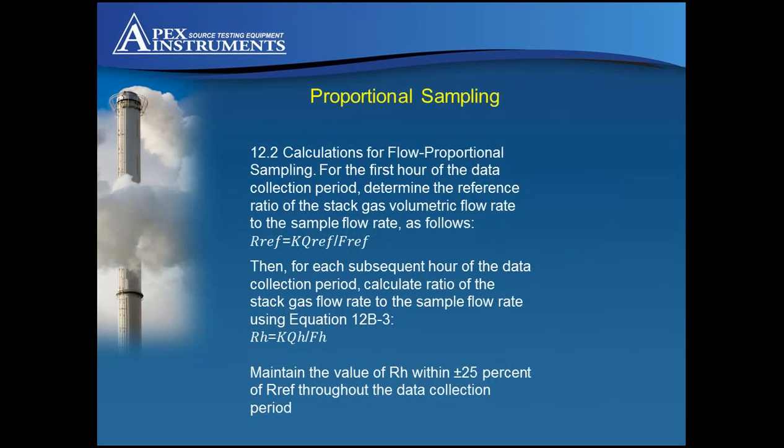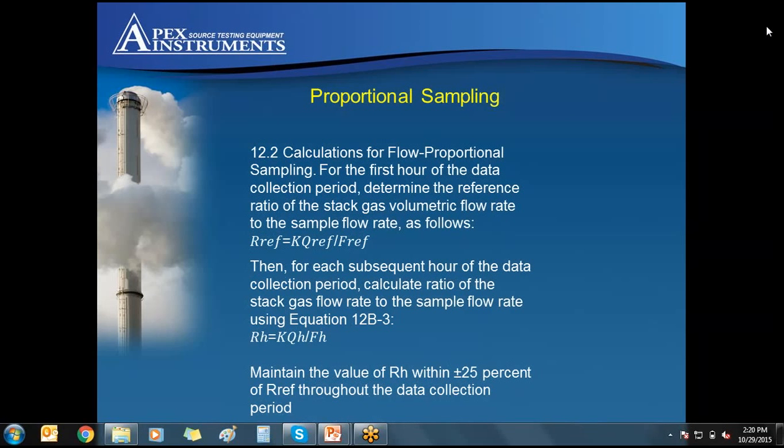Okay, all right, proportional sampling. Per the spec, proportional sampling has to be done on an hourly basis and then verified against your starting hour. So during the first hour of your sample period, you divide your stack flow by your sample flow and then apply a factor to it to give you essentially a value between 1 and 100. Then for each subsequent hour, you perform the same calculations, deriving another ratio, then compare the two ratios, and they must be within plus or minus 25% of the first hour ratio.